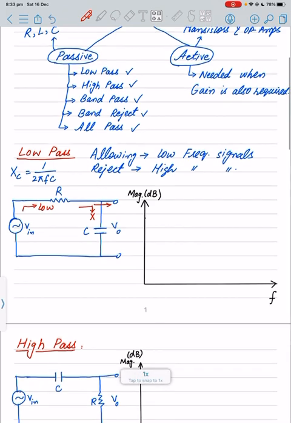And on the other hand, when a high frequency signal comes, the capacitor will be offering a low reactance, low impedance, and due to the low impedance that signal will move through the capacitor. That's the main principle of the low pass filter: it allows low frequency signals to pass, but for the high frequency signals it is stopping them.